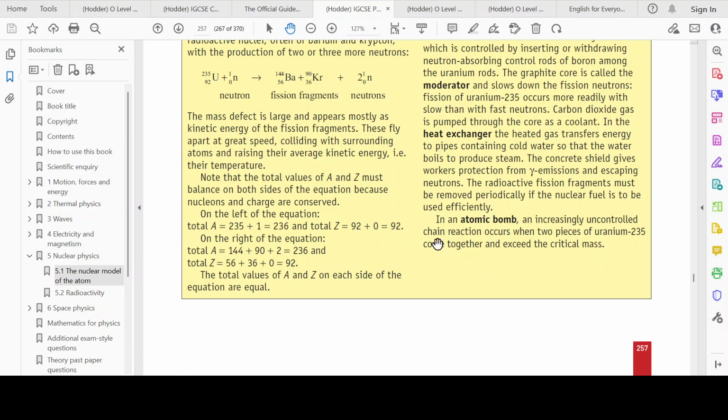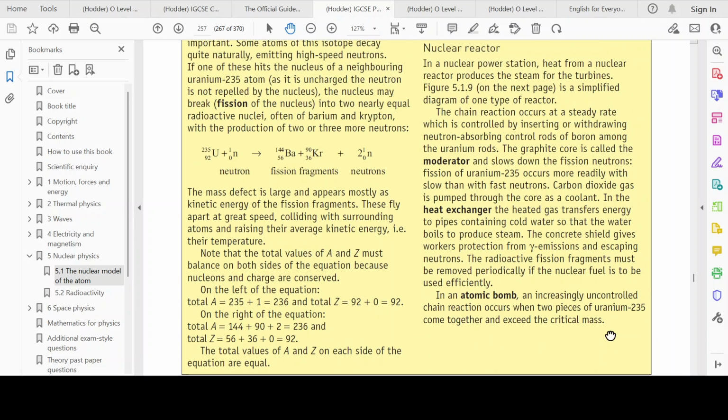And then they mention something: in an atomic bomb, an increasingly uncontrolled chain reaction occurs when two pieces of uranium 235 come together and exceed the critical mass.